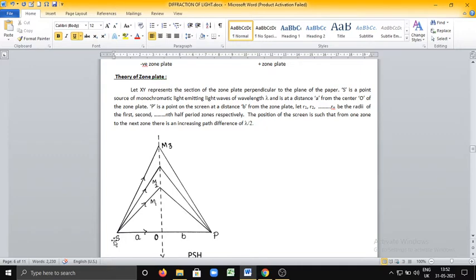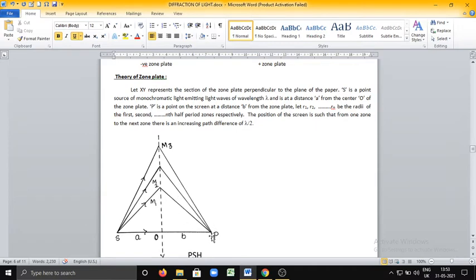S is a point source of monochromatic light emitting light waves of wavelength lambda, and it is at a distance a, small letter a, from the center O of the zone plate. We have considered a point P at a distance b from the zone plate. Let R1, R2, R3, etc., Rn be the radii of the first, second, third, etc., nth period zones respectively.